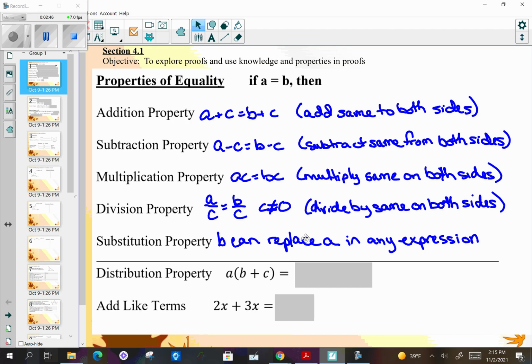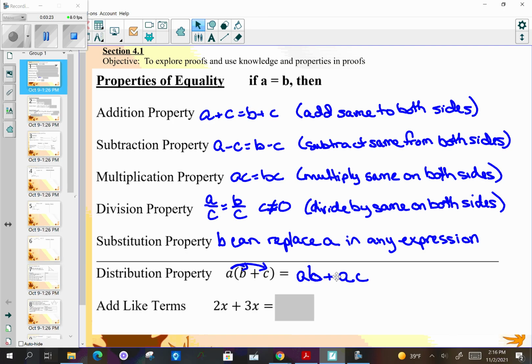You've also used the next one, the distribution property. And for this one, A is not equal to B. This is a totally separate problem. When we distribute, we take the number that is outside the parentheses waiting to be multiplied, and we multiply it to all the terms on the inside. So we know that A times B plus A times C is the same thing as A times, in parentheses, B plus C. So we just multiply the number on the outside into the parentheses.